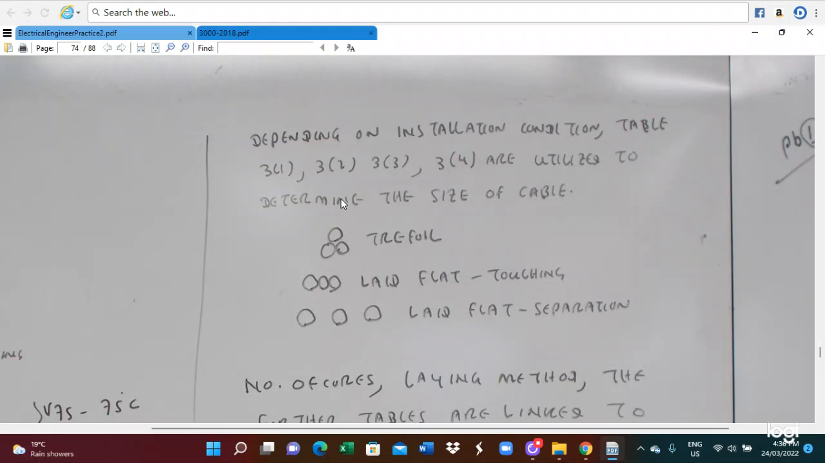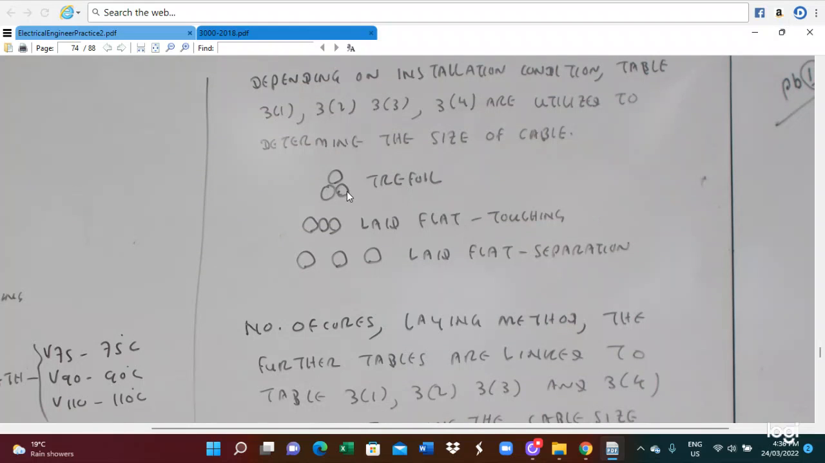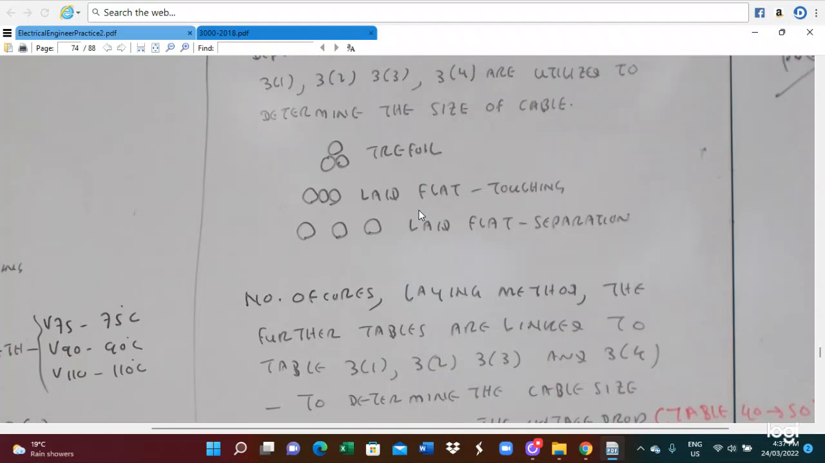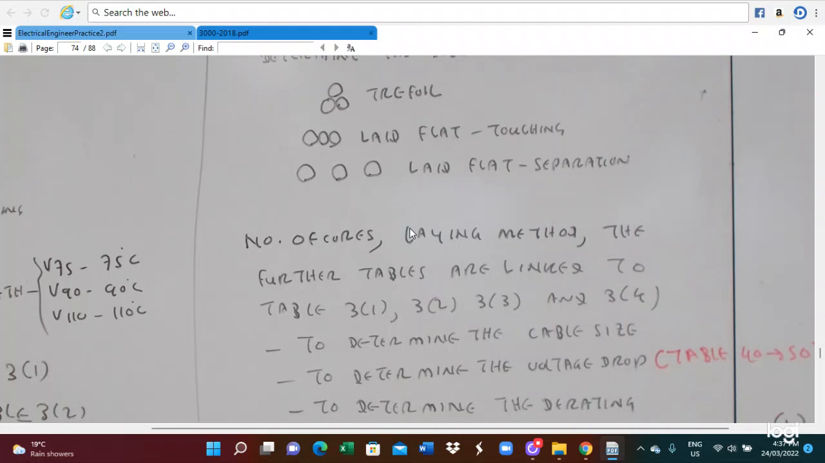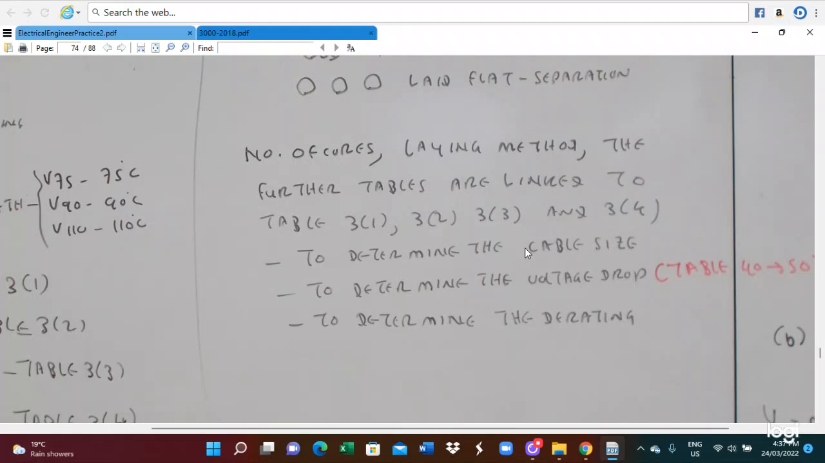Depending on the installation condition, tables 3-1, 3-2, 3-3 and 3-4 are utilized to determine the size of the cable. Table 3-5 means that we install the cable in this way: laid flat touching, or laid flat separated. This is the way to install the cable. Remember that the power cables are linked to tables 3-1, 3-2, 3-3 and 3-4. In this case, we have to determine the cable size.